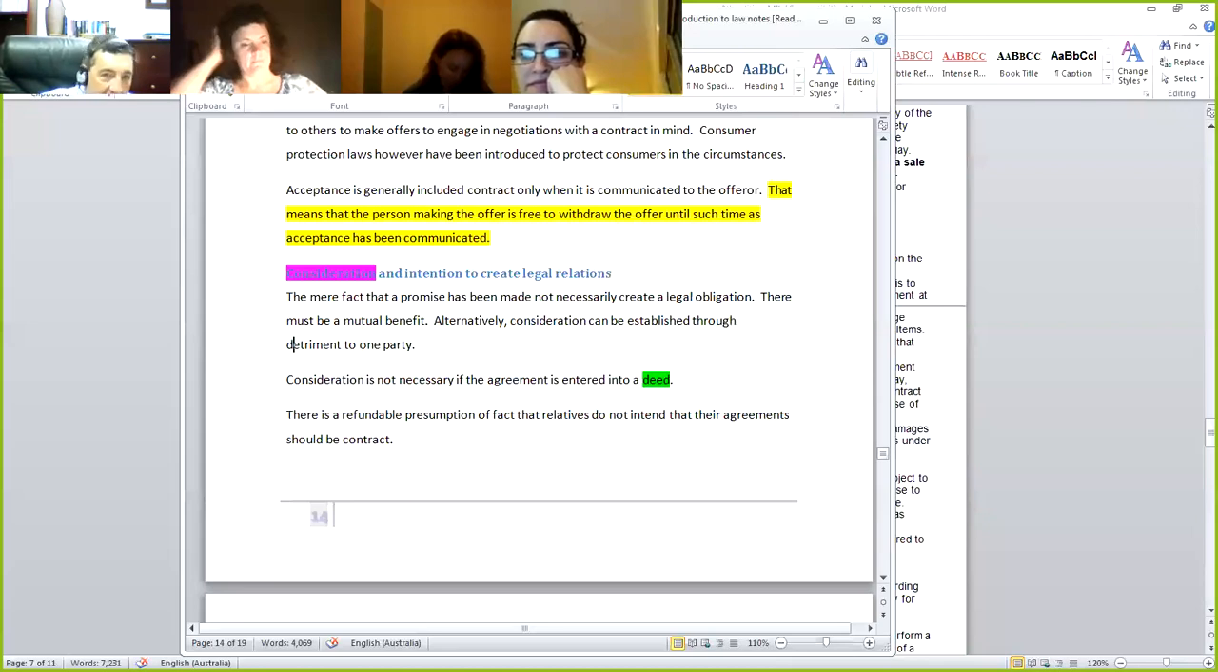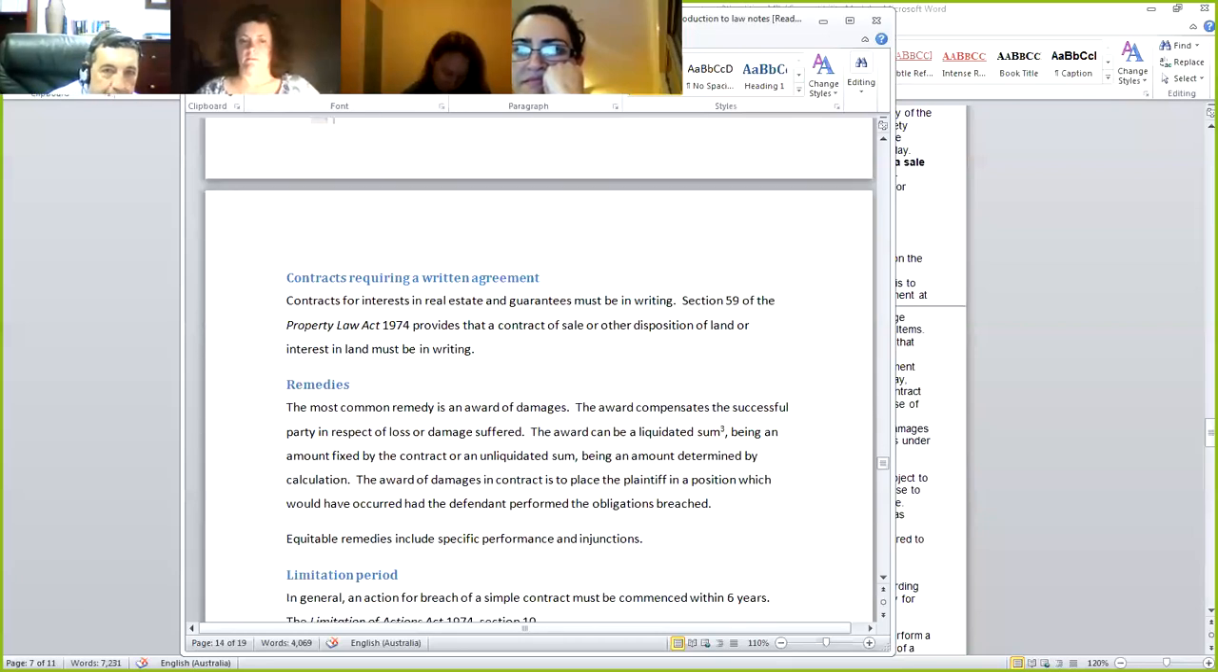The brother's not going to get anywhere in terms of arguing there's been a breach of contract, because the law says, look, you're relatives, we presume that you don't intend this agreement to be in the form of a legally binding contract. It is a rebuttable presumption, but the presumption is that when it's family members, they don't intend their agreement to be a contract.